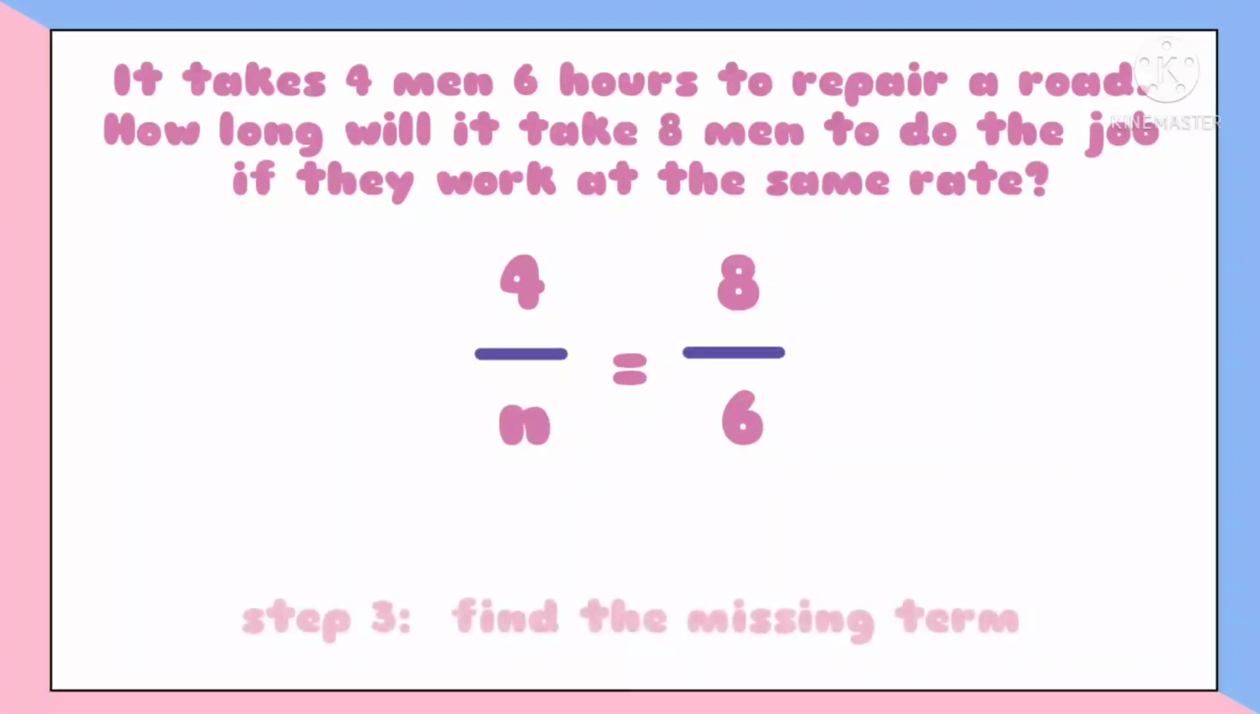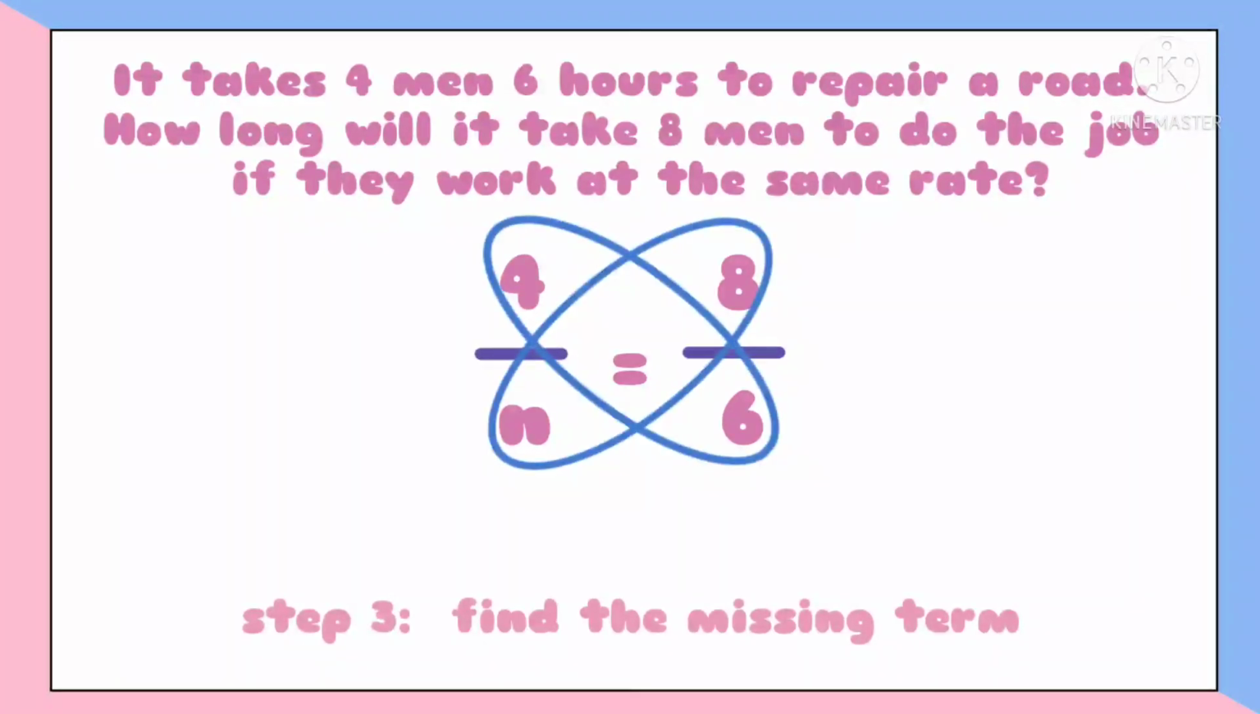Now let's find the missing term. 4 times 6 equals 24. n times 8 equals 8n, but we are only writing 8. Now let's divide. 24 divided by 8 equals 3. So the answer is 3 hours. That means 8 men take 3 hours to repair a road.